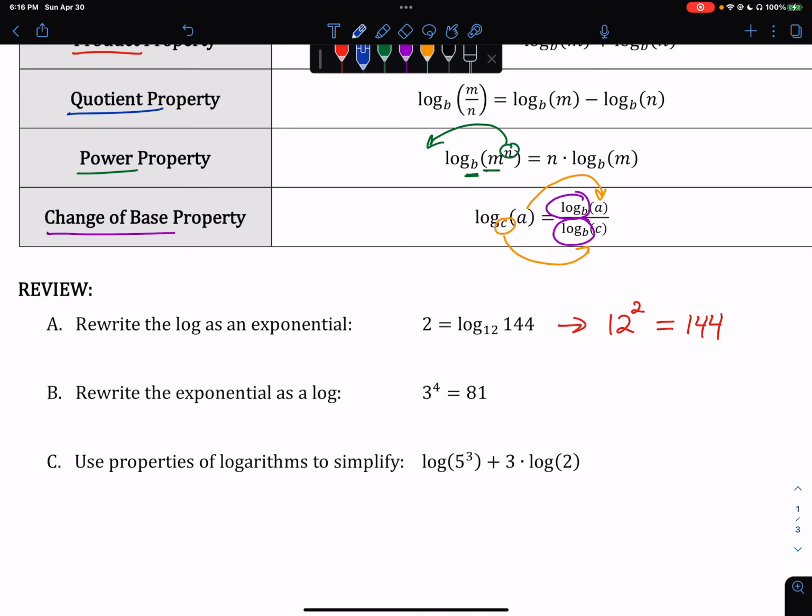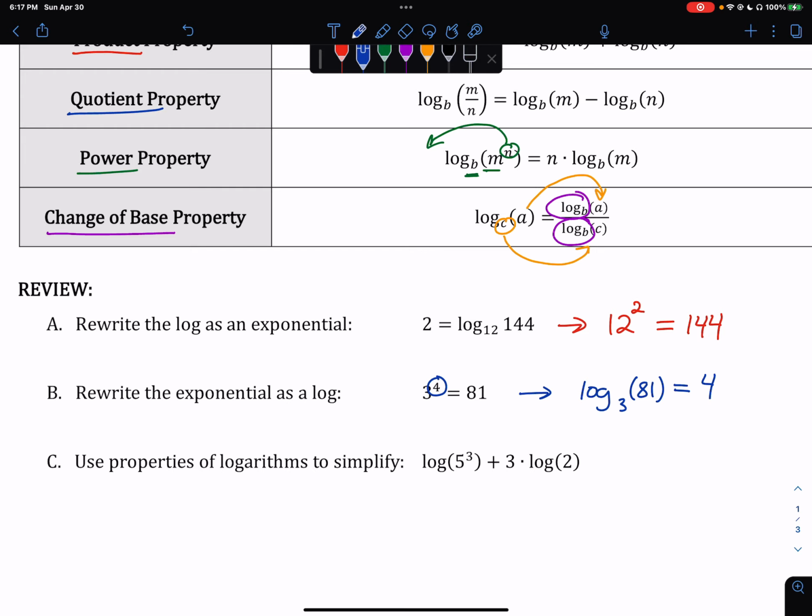Letter B, rewrite the exponential as a log. So now going the other direction. Since my big base is 3, we're going to have log base 3. Since my answer here is 81, that's what we're shooting for in the big parentheses. And my little exponent is the answer we're looking for in the log. Okay, so the answer to a log should be an exponent. The answer for the log is the exponent. And that's all we have to do here.